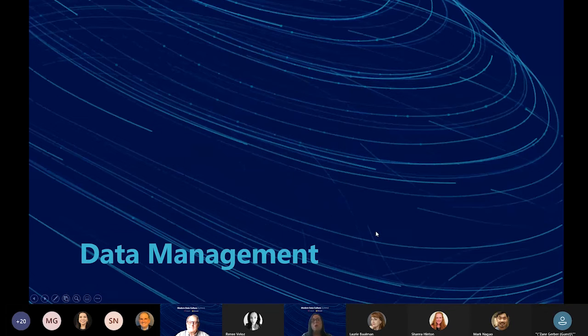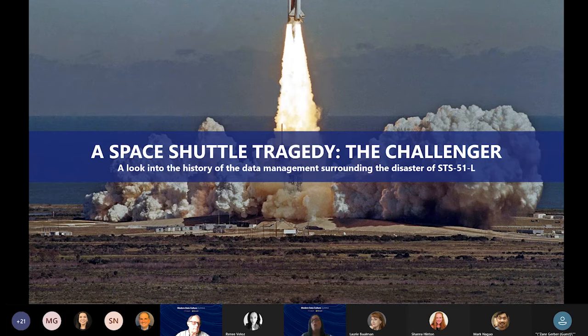So data management. There are a lot of business cases that really highlight good data management and data management that needs improvement. So I wanted to talk through one of the biggest cases in history around how data management had a big impact on a big project. And in this case, it was the Challenger.